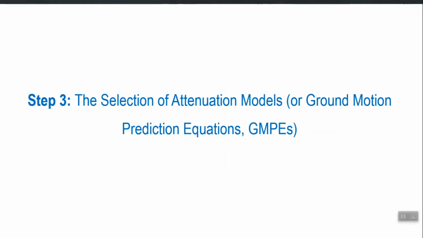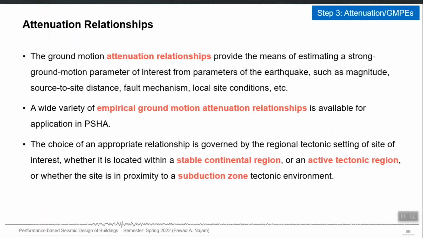The third step is the selection of GMPEs. A GMPE is a relationship which relates the hazard parameter of interest with the source-to-site distance. You select it from the available literature, based on whether you lie in a stable continental region, an active tectonic region, or a subduction zone.